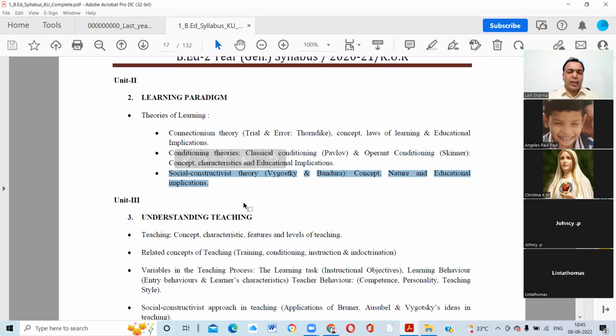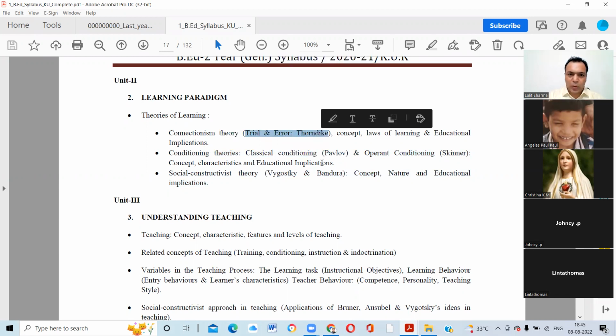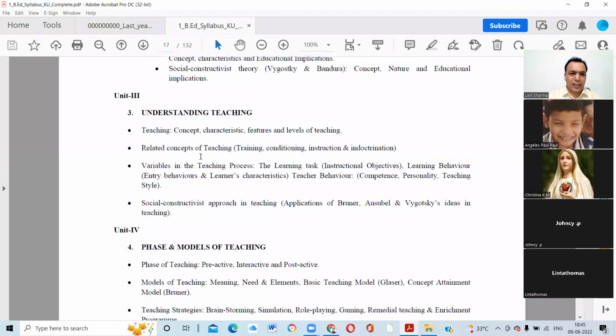And the last theory is the social constructive theory, of Vygotsky and Bandura. So guys, out of 4 theories, the trial and error theory and classical conditioning theory came in last year's paper. If you do three theories from here, you will get 2 questions from Unit 2 also. And number 3 is teaching: concept, characteristics, features and levels of teaching.